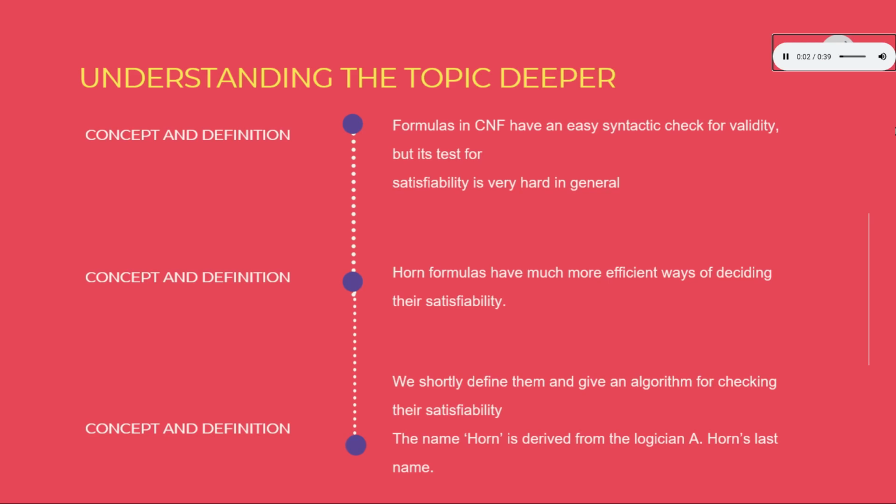We know that formulas in conjunctive normal form have an easy syntactic check for validity, but the test for satisfiability is very hard in general. But Horn formulas have much more efficient ways of deciding their satisfiability. We shortly define them and give an algorithm for checking their satisfiability. The name Horn is derived from the logician Alfred Horn's last name, who came up with these formulas.